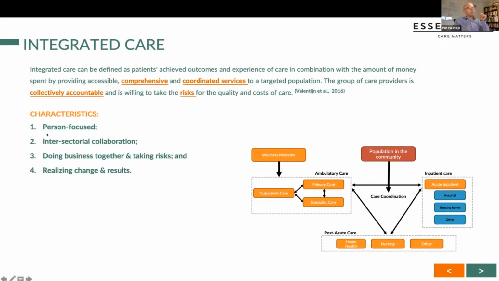And these are the key characteristics already explained by Tony. It should be person-focused, looking at someone with a need in the broader context of his or her social context. It's intersectoral collaboration by definition, based on the needs of a particular patient or patient group. And it's doing business together and taking risks together. Otherwise, it won't work. If you don't share the risks, it's stuck in project mode. And last but not least, it's about realizing change or results, so being able to show your progress in terms of outcome measures and not only process measures.